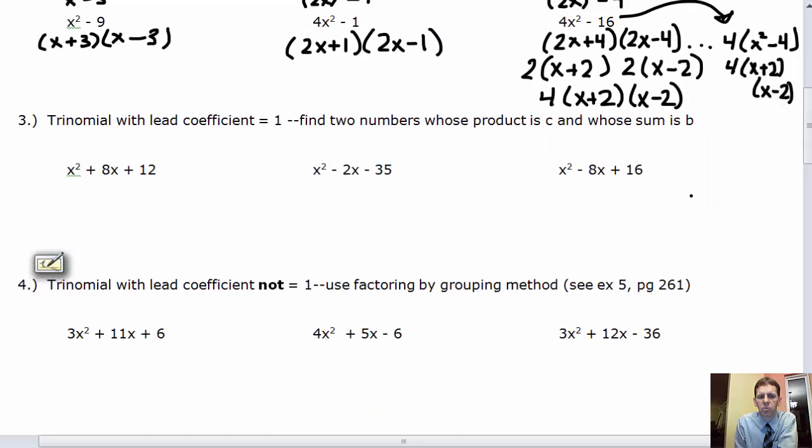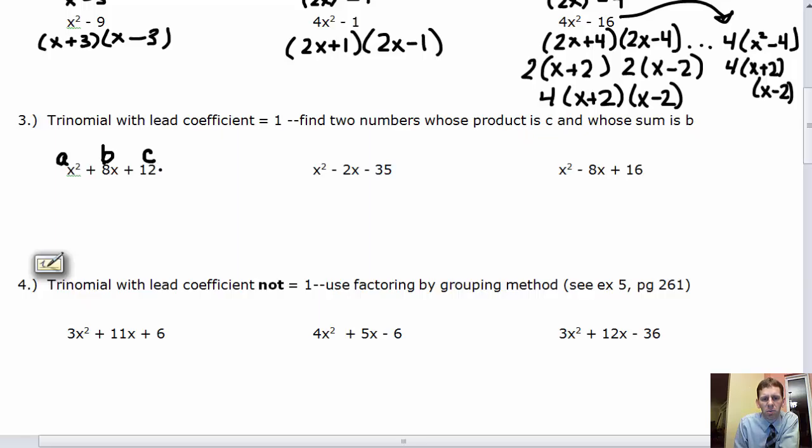Factoring review number 3. Trinomial with lead coefficient 1. Find two numbers whose product is c and whose sum is b. For x squared plus 8x plus 12, what we're going to try to find, because a is equal to 1, there's no lead coefficient in front of the x squared term. The coefficient from the x term is 8, and c is considered to be 12.